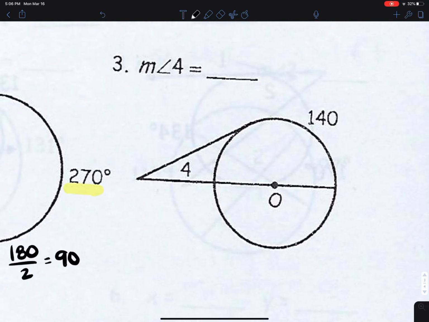Yeah, see, this one is just testing your knowledge. This is a diameter. So we know that this part is 180 degrees. So part of it's 140. That means that the other part is 40.